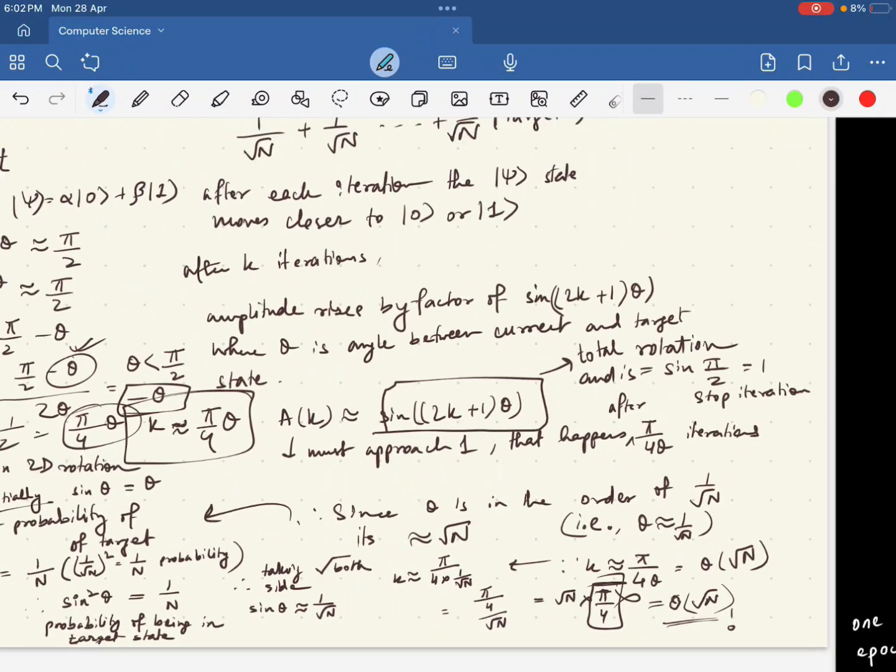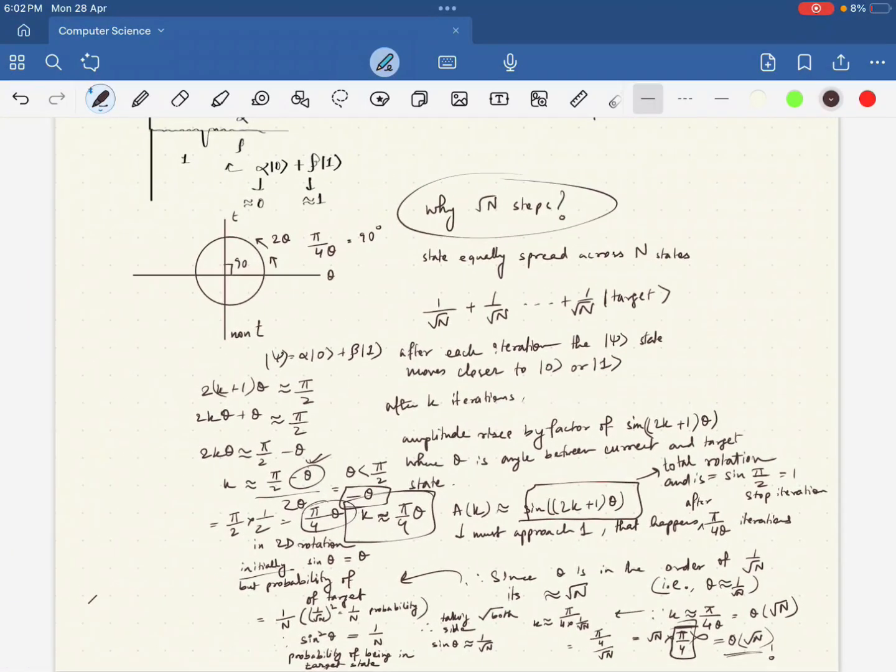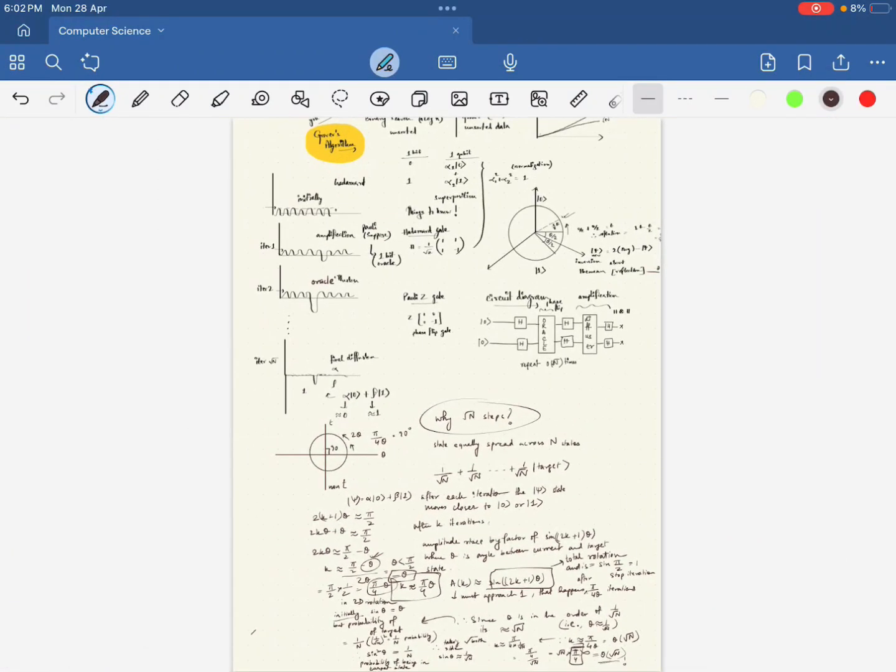Hope you like this proof, and yeah, so this was basically how Grover's algorithm works and its root N time complexity.